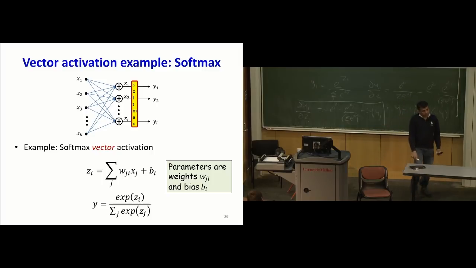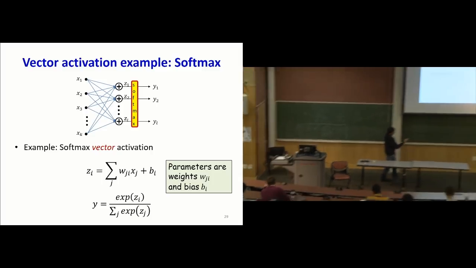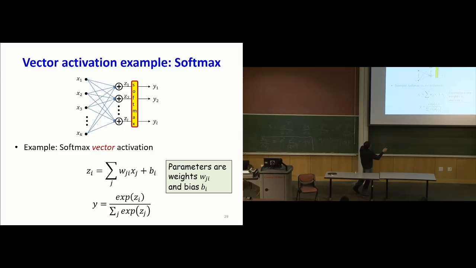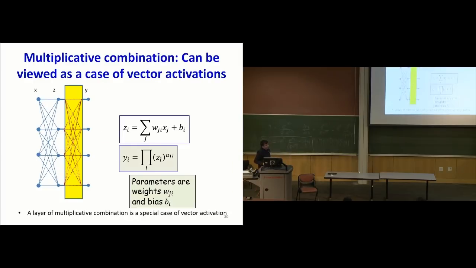So I can change this guy, and this output is going to change, and the derivative is given by this formula over here. If I change zj, how much does yi change? You can have other kinds of activations of the same kind, where maybe I multiply all of these guys with different exponents, and I'm going to get a bunch of outputs. Once again, changing any of these zi's is going to change all of the yi's. So these are what I call vector activations.